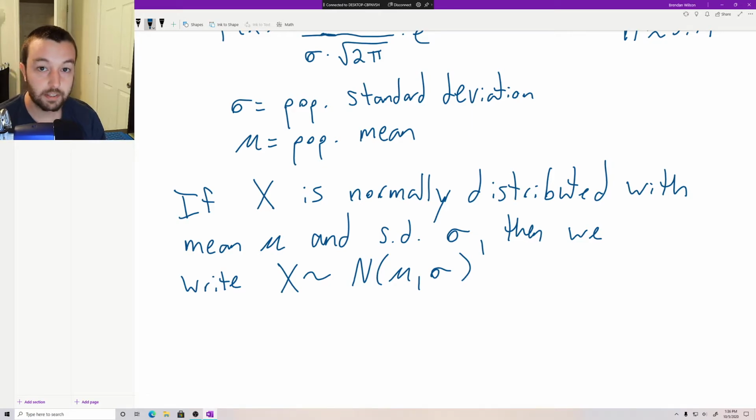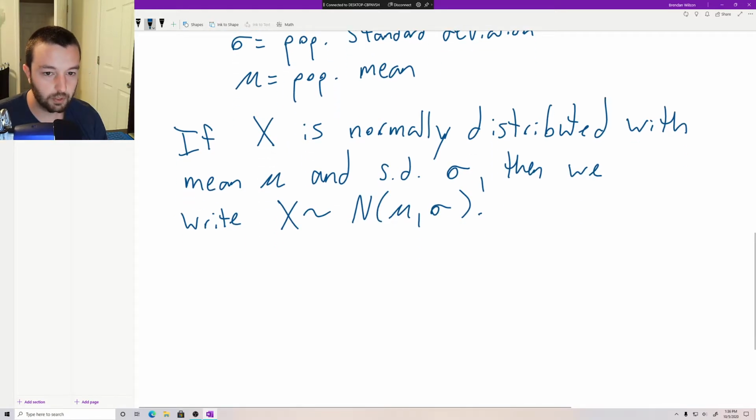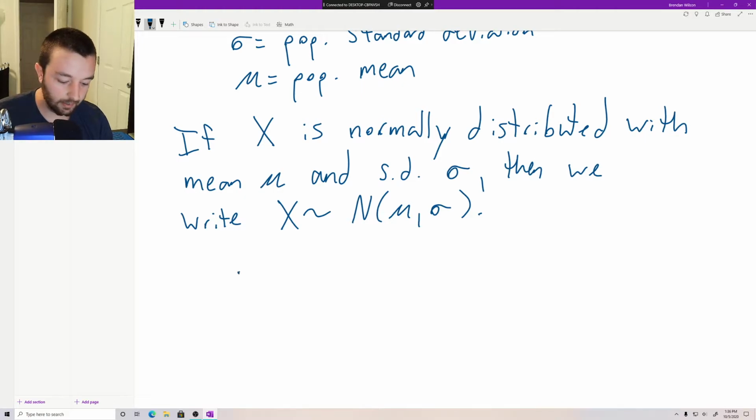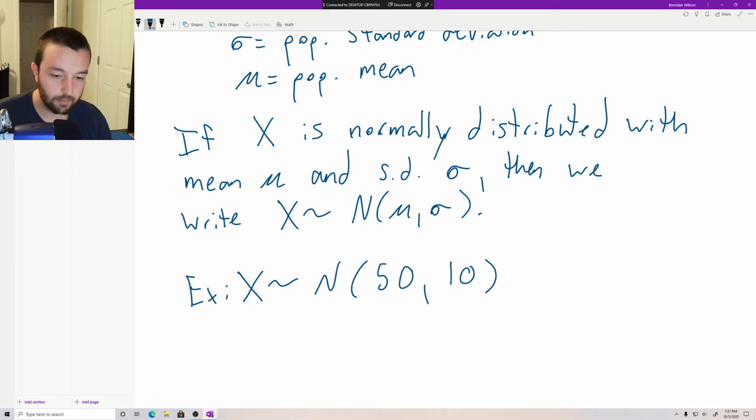Sometimes they might use the variance instead of the standard deviation, so it would just be that squared. So pay attention to what the problem says. But for example, if we knew we had a mean of 50 and a standard deviation of 10, we would write x is normally distributed with mean 50, standard deviation 10. So the stuff in the parentheses is just giving you some information.